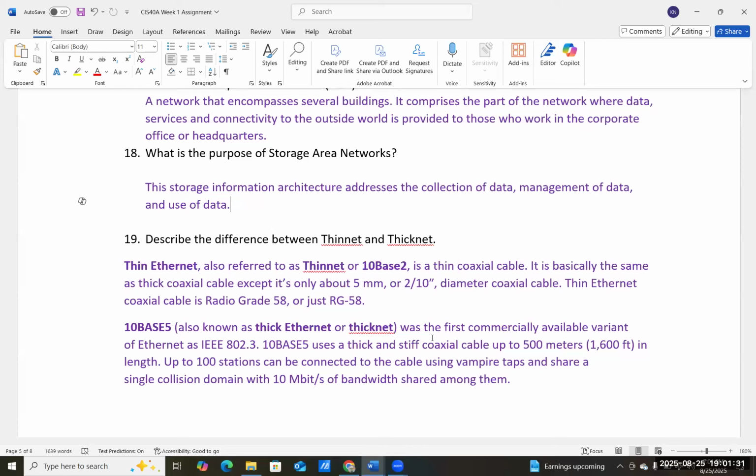Now, on the thick net, you see that huge upgrade. It's able to accommodate more systems and share higher bandwidth, so you are able to have better throughput or performance in your network.